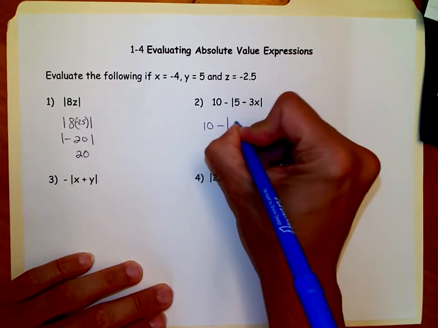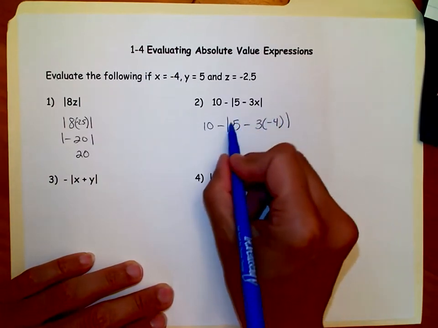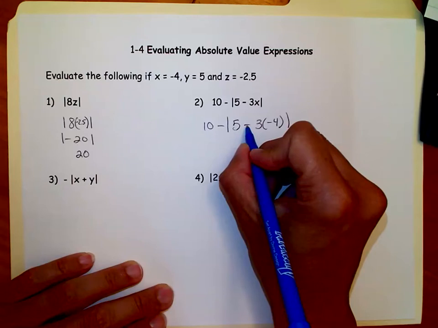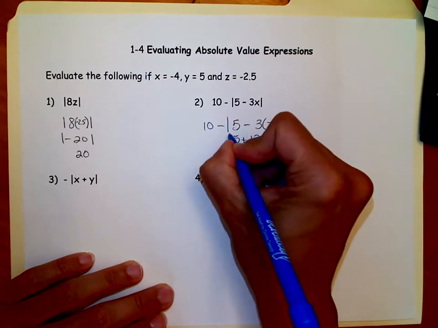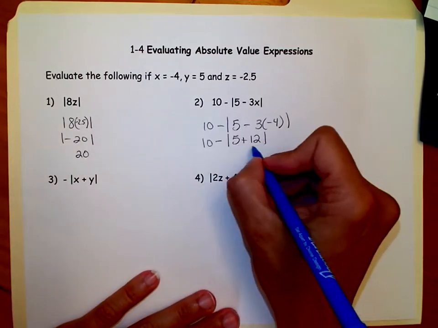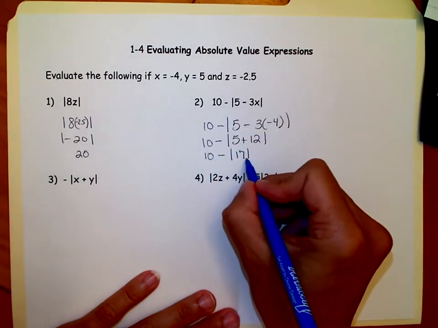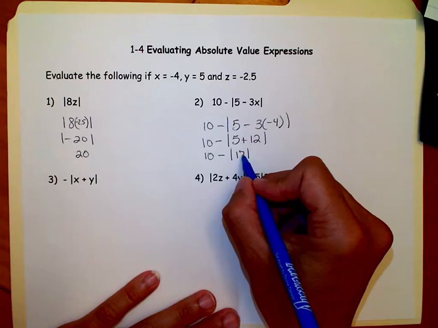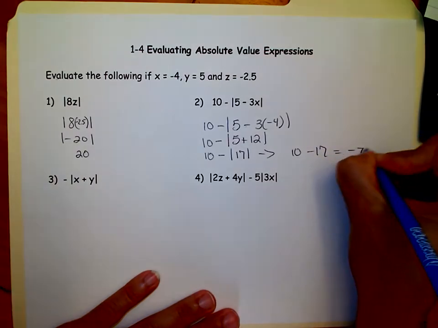10 minus, next one, we're going to put in a -4 for x, and only this is in the absolute value sign. So 3 times -4 is -12, and a minus a -12 is a +12. So this is what we have. We have 10 minus the absolute value of 5 plus 12. Well, the absolute value of 5 plus 12 is the same thing as the absolute value of 17. So 10 minus the absolute value of 17, well, how far is 17 from 0? That's what that means. It's 17 away from 0. So I really have 10 minus 17, which is -7.